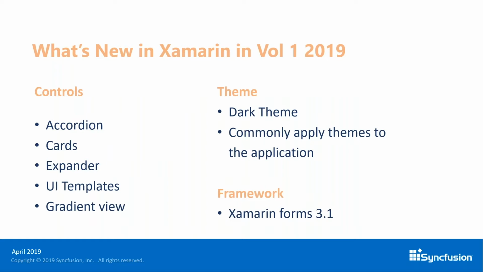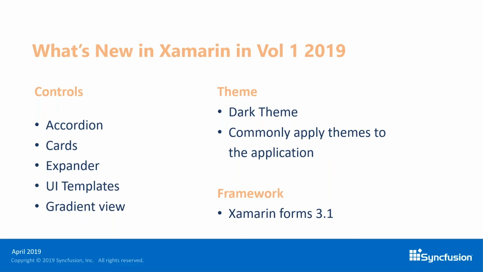So our Xamarin suite already has 135 plus controls, and here we are adding 4 more controls to the suite. They are Accordion, Cards, Expander, and Gradient View. We have also introduced a new template called UI templates. A UI template is nothing but a simple page. It is a templated page which will help you to jumpstart your application. And I will talk more about the UI templates later.